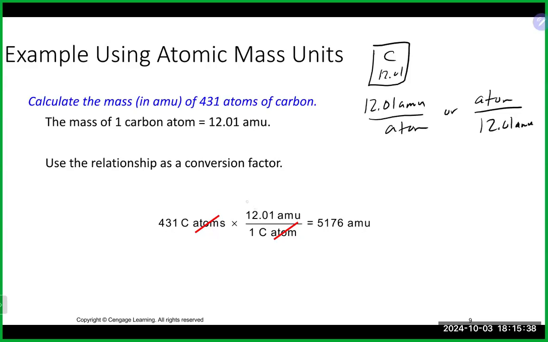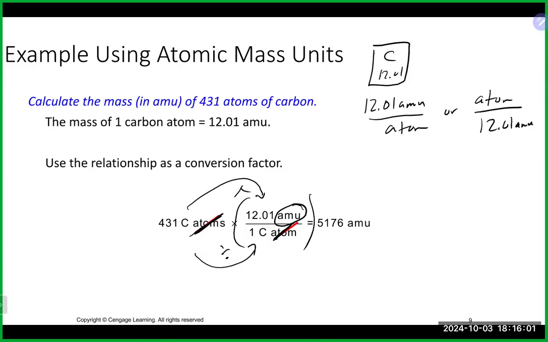So dimensional analysis here, opposites cancel, atoms on top, atoms on the bottom, they cancel. That leaves me with my AMU. We're going to multiply what's on top. Anything on the bottom would get divided. That will give us something like 5176 AMU would be the mass of about 431 carbon atoms.